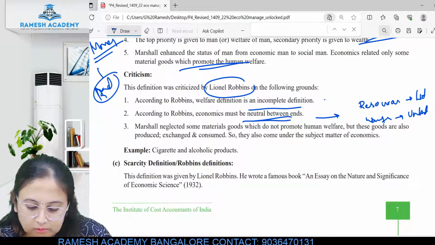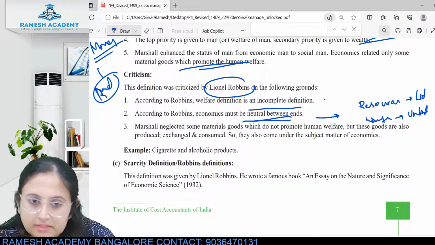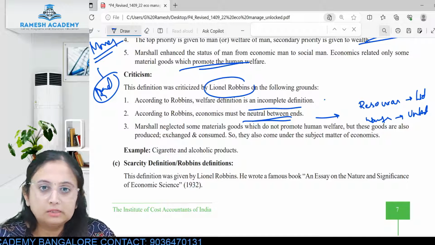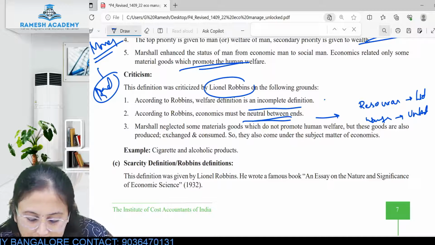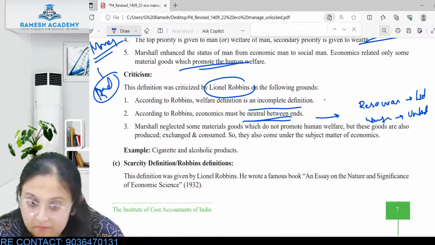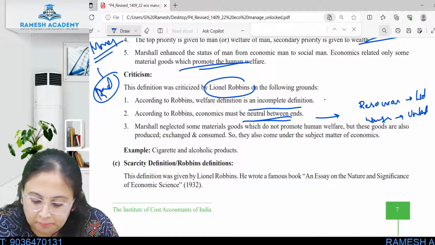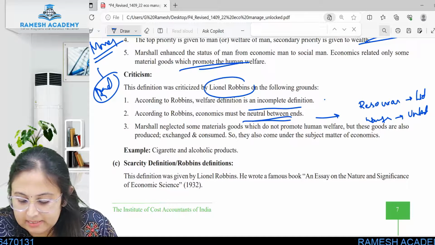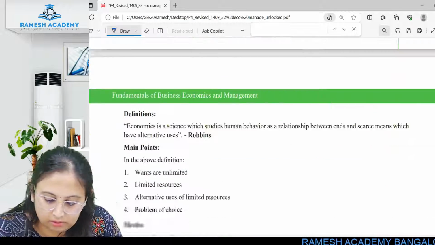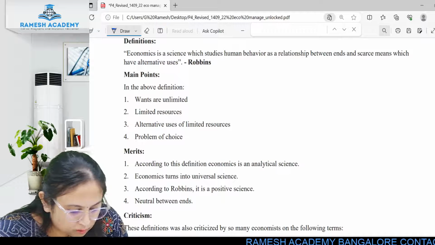Okay, next we will go to scarcity definition, or Robbins definition. So Robbins criticized and he gave his own definition, one more definition. So we will see what it is. This definition was given by Lionel Robbins, and he wrote a famous book. Again, all of them have written books, so you should remember the name of the book. He wrote a famous book, An Essay on the Nature and Significance of Economic Science. In 1932 he wrote the book, and he has given the definition. So we will see what definition he has given.